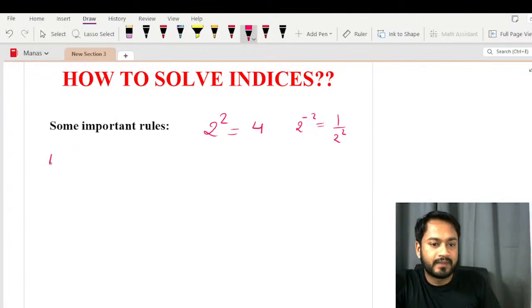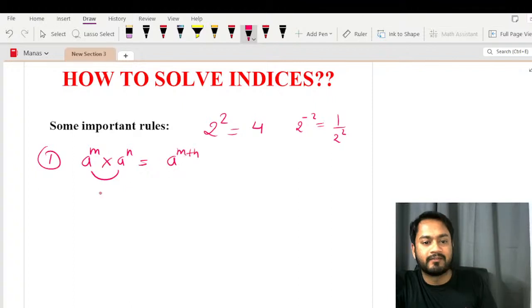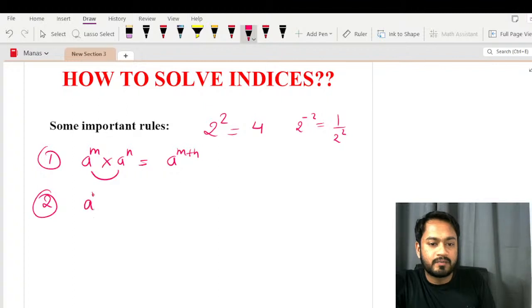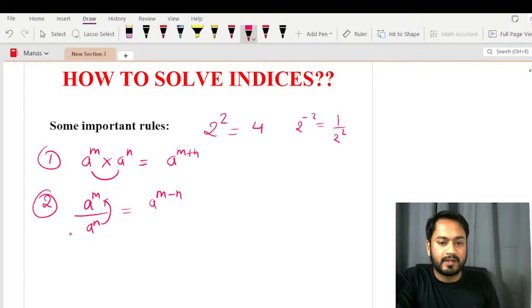First rule: a raised to the power m multiplied by a raised to power n. The base is the same, so the powers will be added, so a raised to power m plus n. Rule number two: if a raised to power m upon a raised to power n, a raised to power n goes to the numerator and becomes minus n. This is the second rule which we need to apply here.